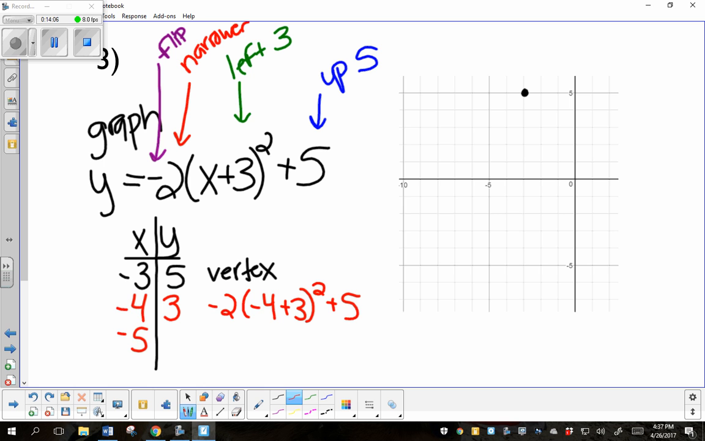Let's plug in the -5. So I'm doing -2 times (-5 plus 3) squared plus 5 on the end. So -5 plus 3, that's -2. Square that, that's +4. +4 times the -2 is -8, plus 5 is, did I do that right? -3. Yeah, that's right.